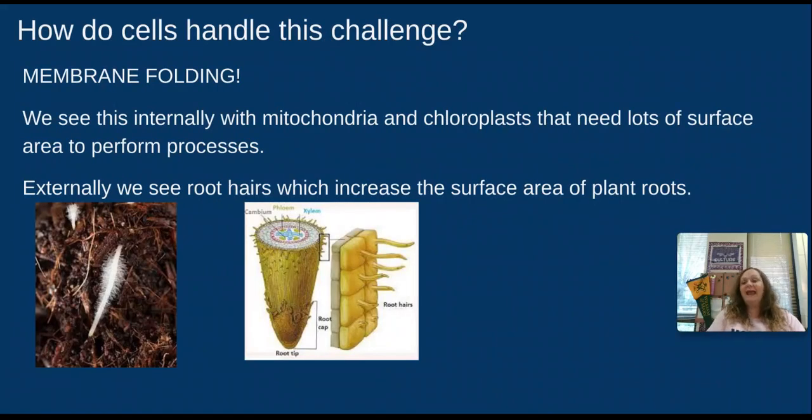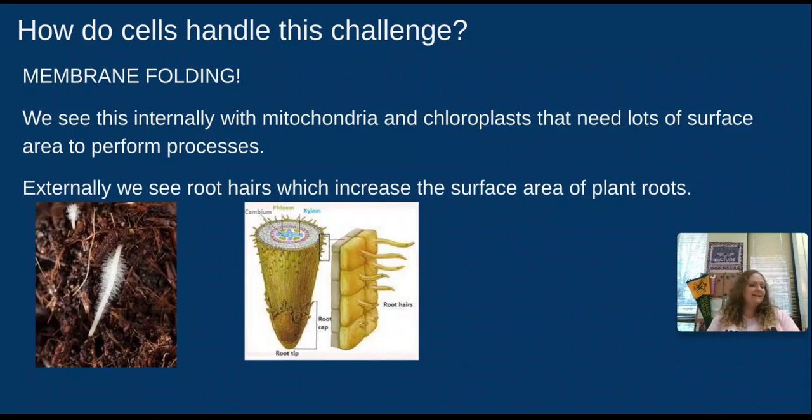How do cells handle this challenge of maintaining a good, efficient ratio? Well, membrane folding. Membrane folding is the secret to survival when it comes to living things. So internally, we see things like mitochondria and chloroplasts. They need lots of surface area to perform their processes. In fact, the inner membranes are some of the most important parts of both of those organelles.